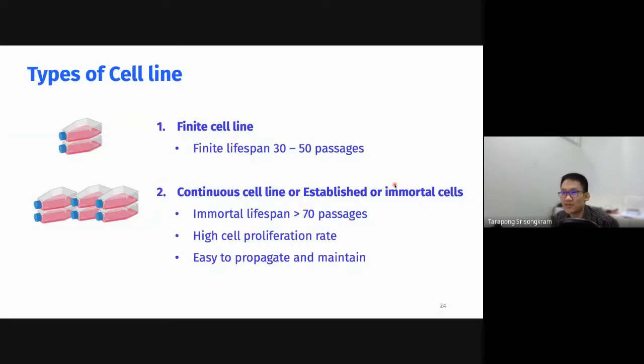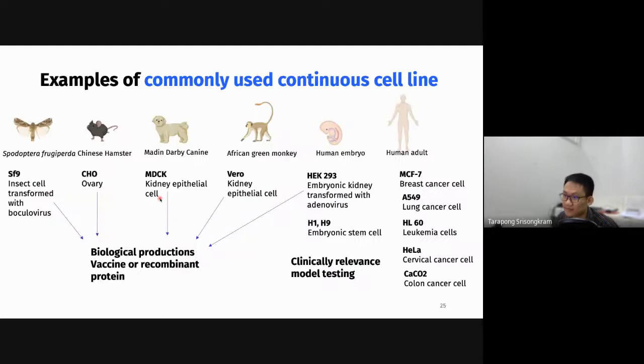And cell culture is composed of two types, including the finite cell line and the continuous cell line. The finite cell line has a limited cell culture lifespan, and the continuous cell line has a longer lifespan. They are called immortal cells, sorry. It means that they cannot die by themselves. They have high cell proliferation and are easy to propagate and maintain compared to the finite cell line. And here are examples of continuous cell lines that we can use in the biological production of vaccines or recombinant proteins or in clinically relevant models.